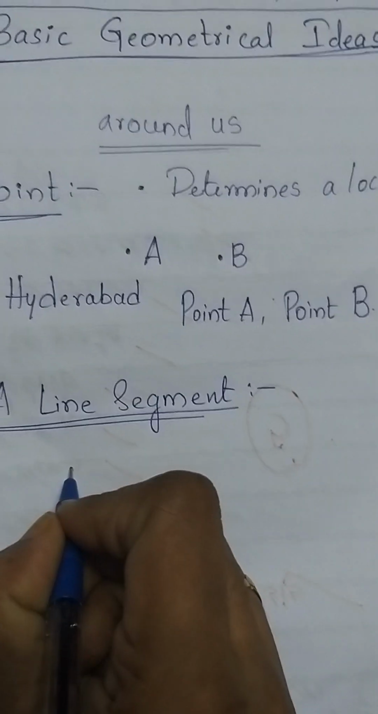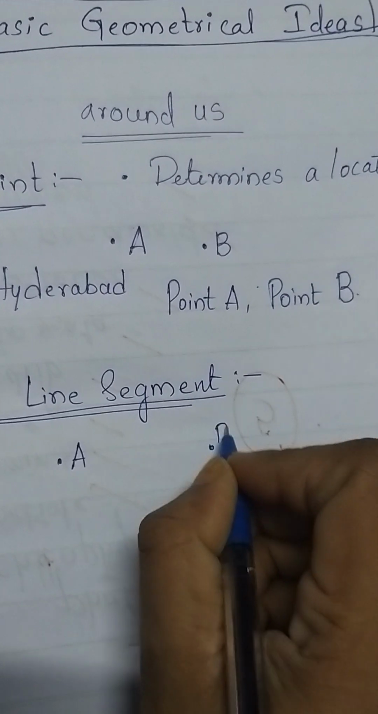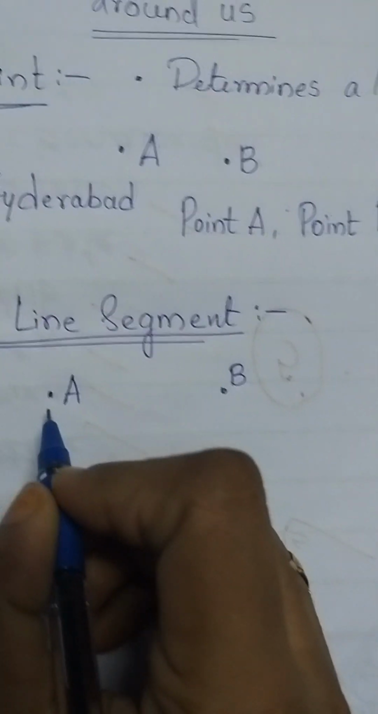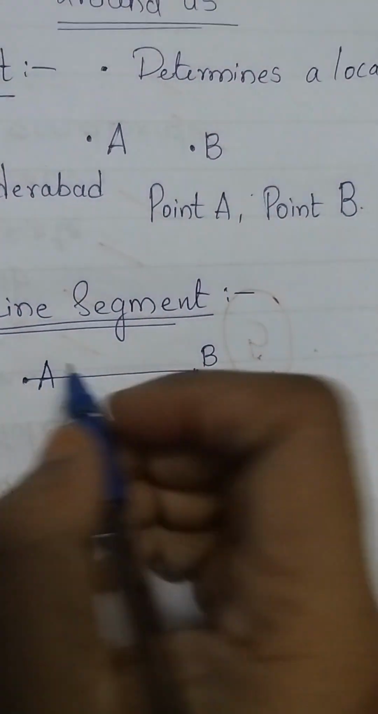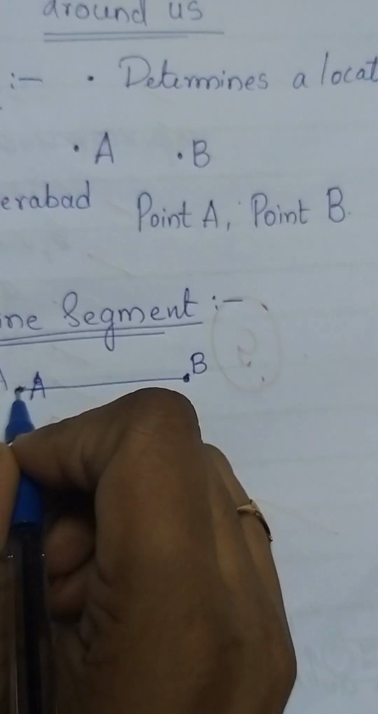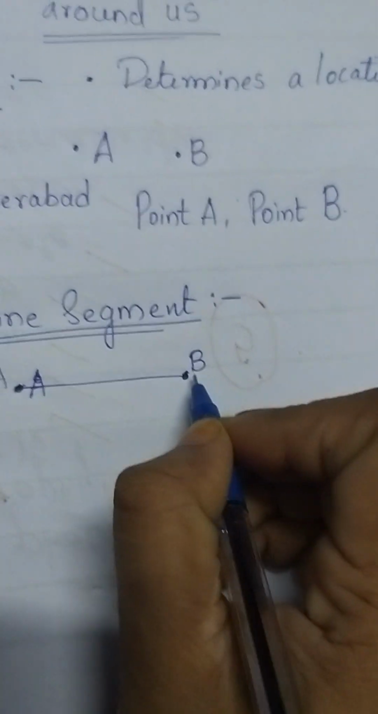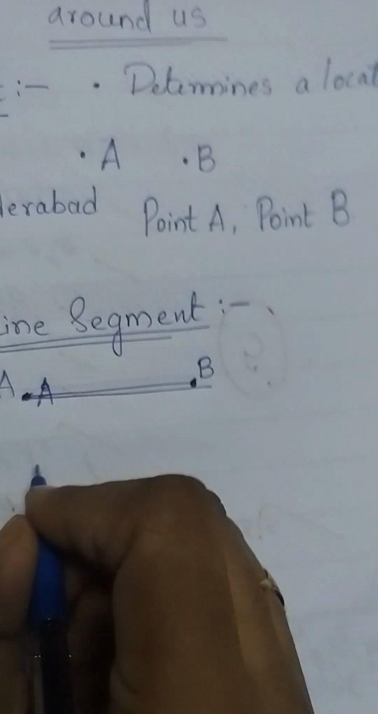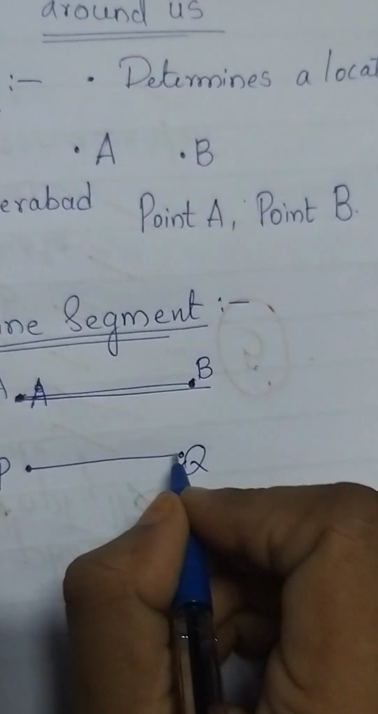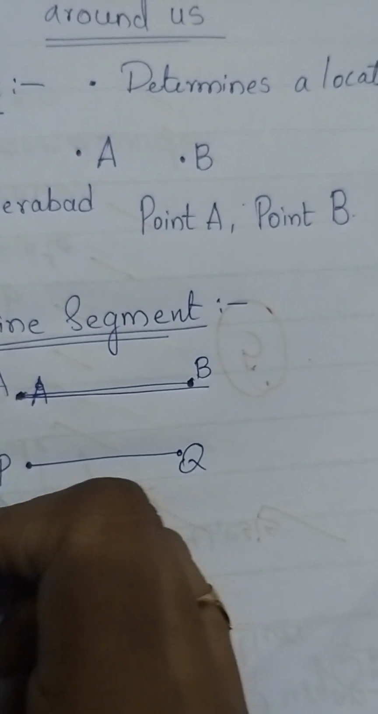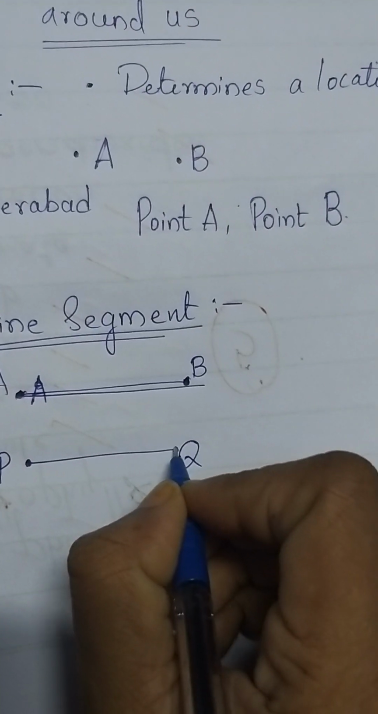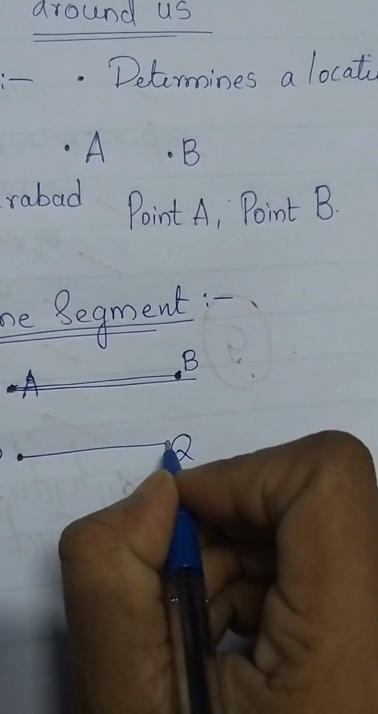Mark any two points on your plain paper, children. Then make a line from A to B. This is a line segment, children. A and B are the end points of the line. Like this I will show P and Q. It is a line segment. There is no extra line drawn beyond P and Q. It ends here only, from point P to point Q.